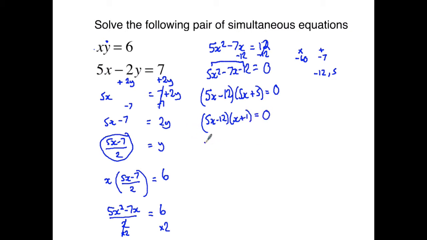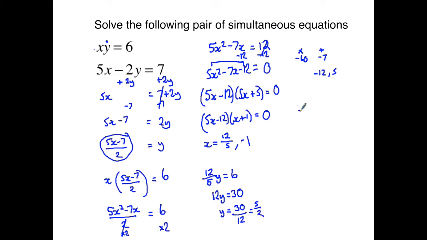So from there, my solutions in terms of x will be, when this one's 0, x will be 12/5, or when this one's 0, x will be minus 1. So I need to find the value of y, because it's a simultaneous equation. So I'm going to substitute back into the top one. So we've got 12/5 y equals 6. So multiplying through by 5 gives us 12y is 30. So y is 30 over 12, which is otherwise known as 5 over 2.